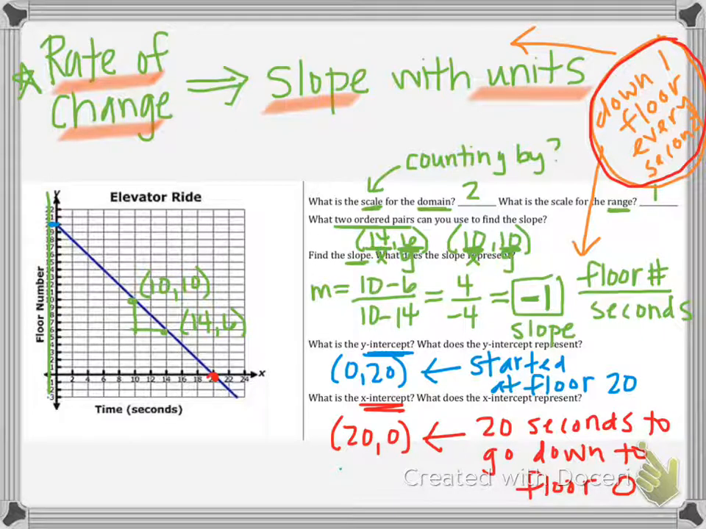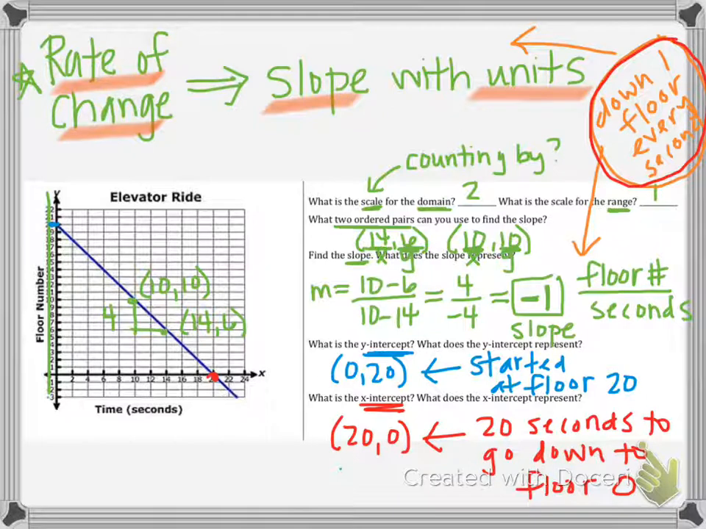Well, if I count my rise, I've got 4. And if I count my run, I've got 2. And I'm talking about spaces here. Well, rise over run, or 4 divided by 2, gives me 2, not 1. So that means I did it wrong. And this is where the scale comes in.